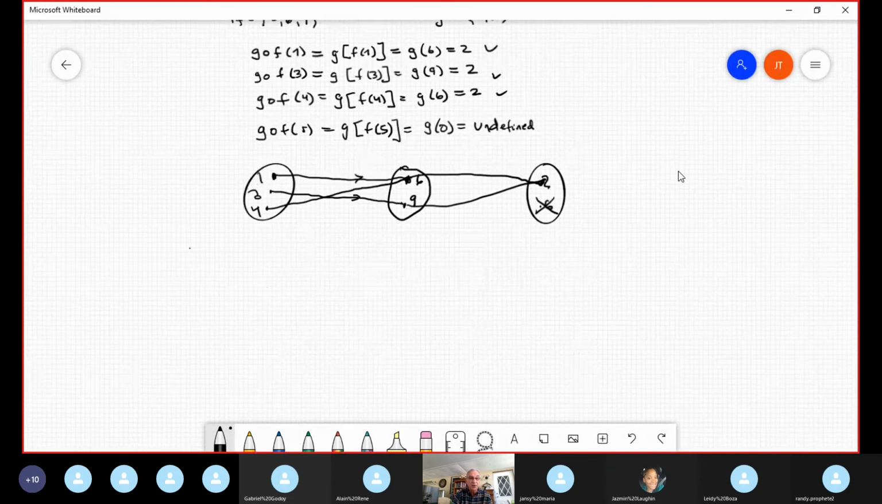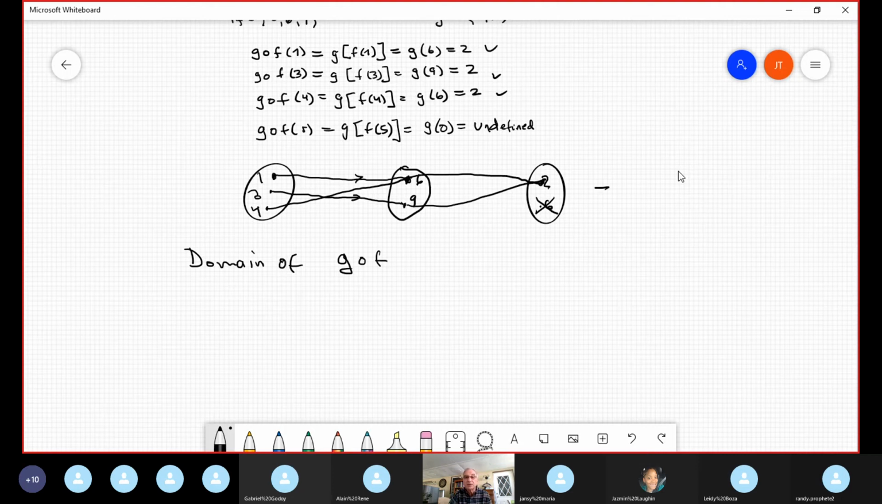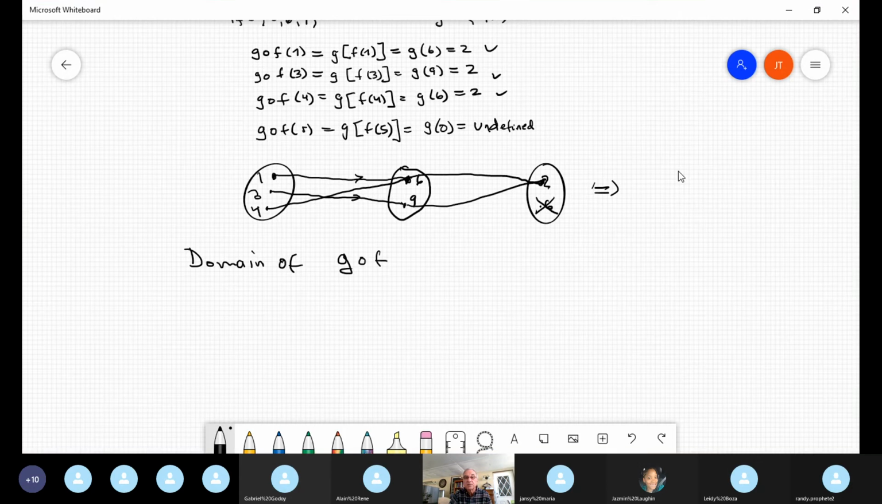What is the domain of G composition F? Remember, I assume that F is the first function, sorry. Okay, this diagram is equivalent to that.